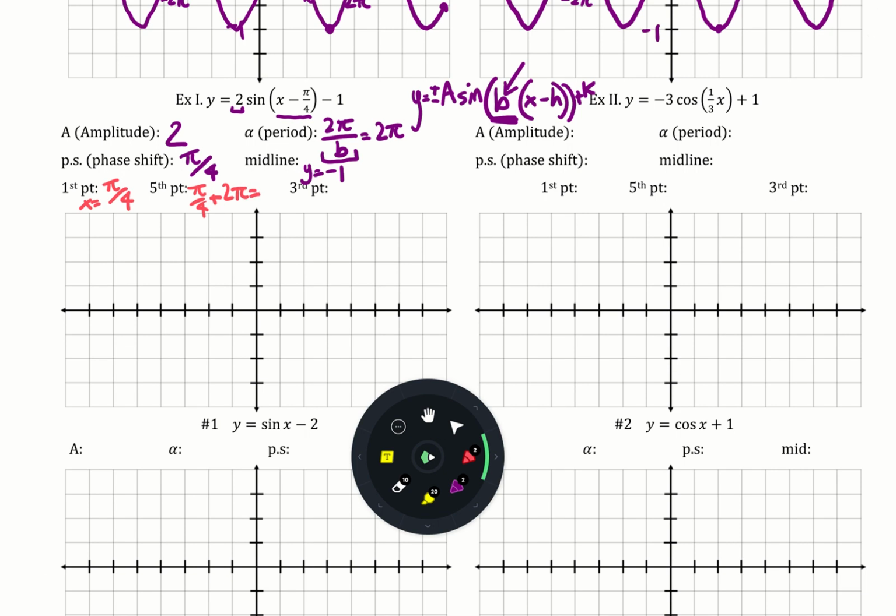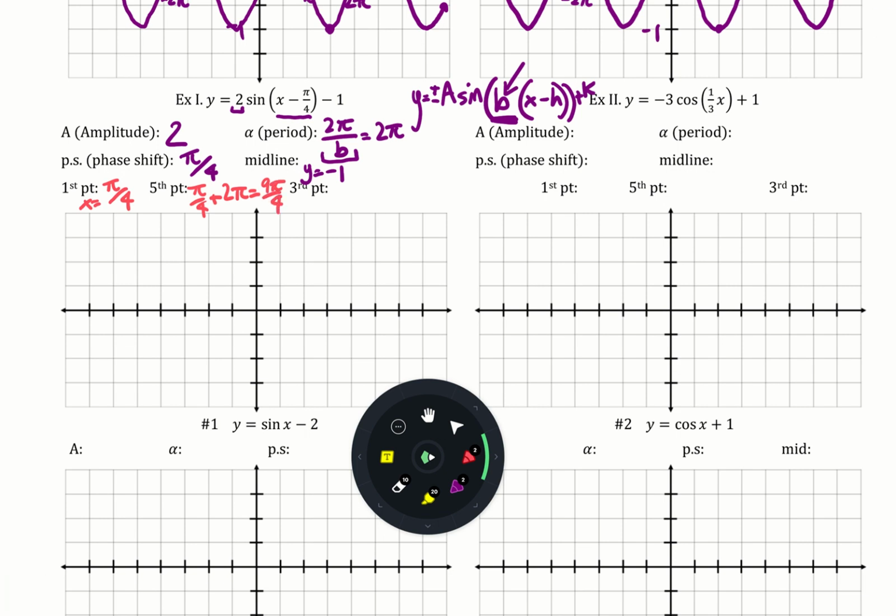So the beginning, instead of starting at 0 radians, is going to start at pi over 4, because that's our horizontal shift. Our last point is going to be our horizontal shift plus the period. That's where our cycle ends. So 2 pi is the same thing as 8 pi over 4, right? Get a common denominator, so that's 9 pi over 4.